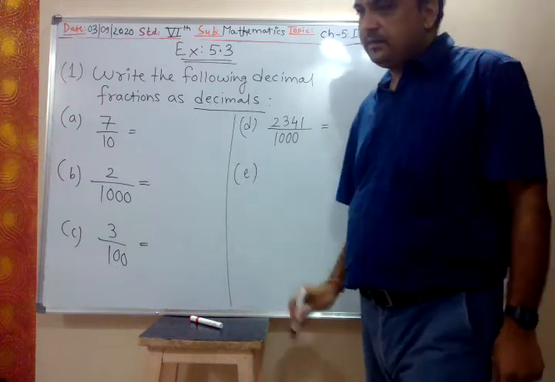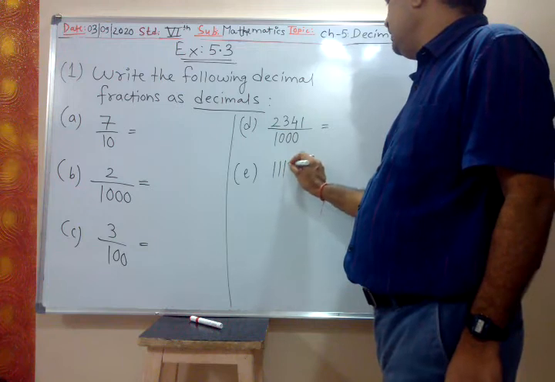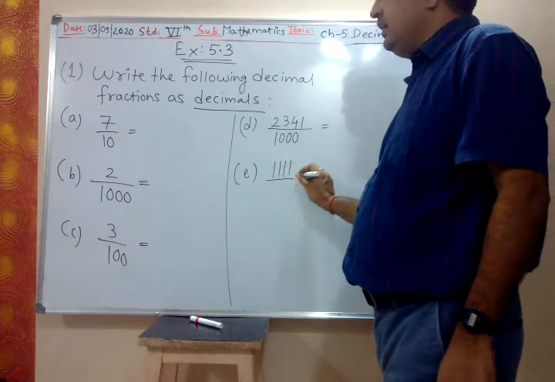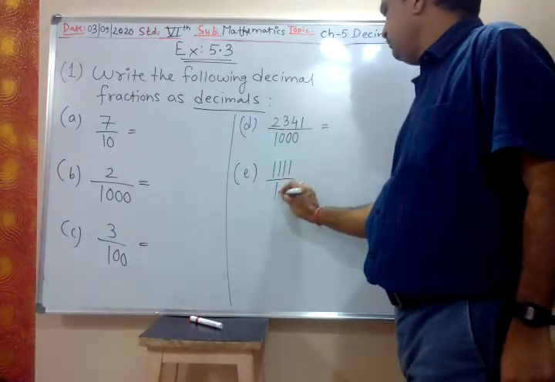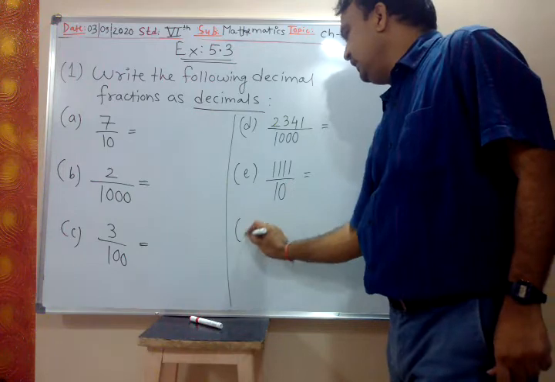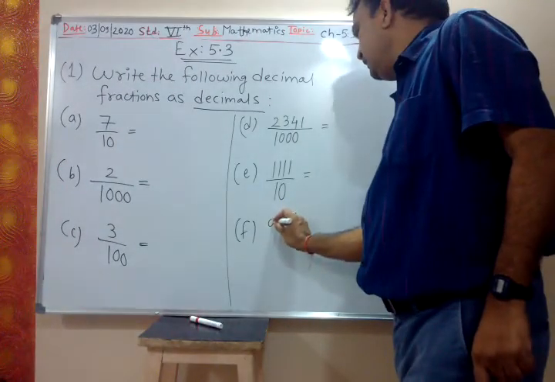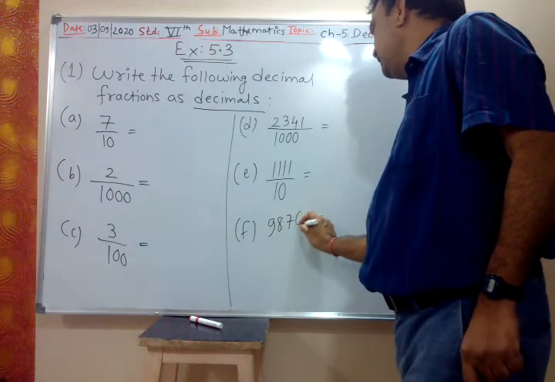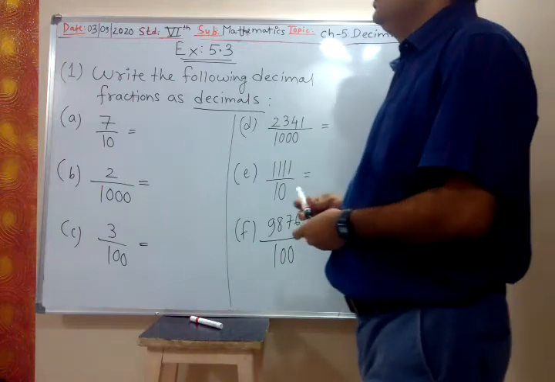Then E is 1111 upon 10. Yes. Then F, 9876 upon 100. These are the fractions, and we have to convert them into decimals.